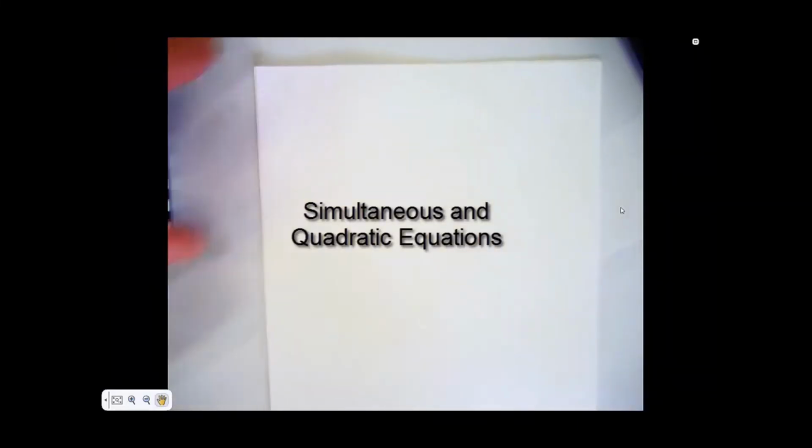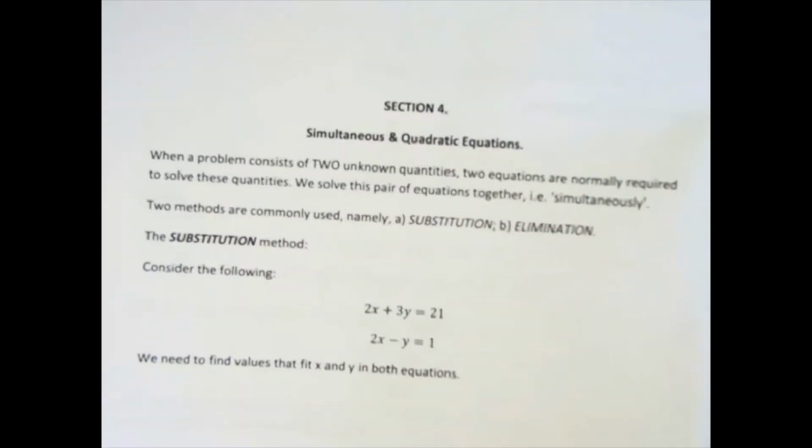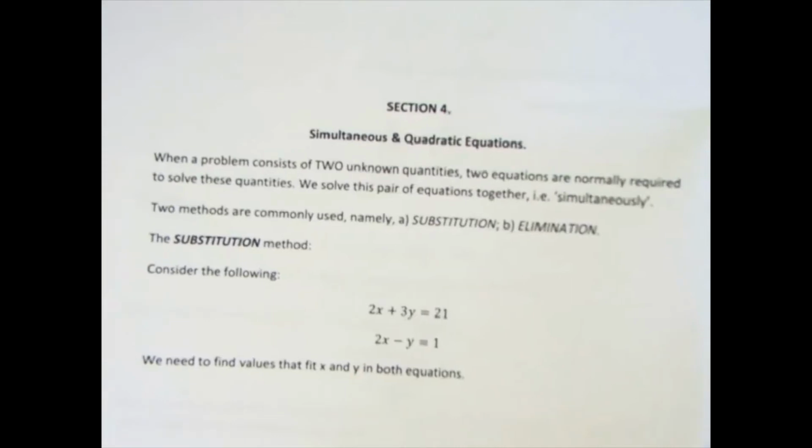Right, let's have a look now at different types of equations. Now in the book, section 4, as you can see, starts off where we've just left off before from trig, with simultaneous and quadratic equations.